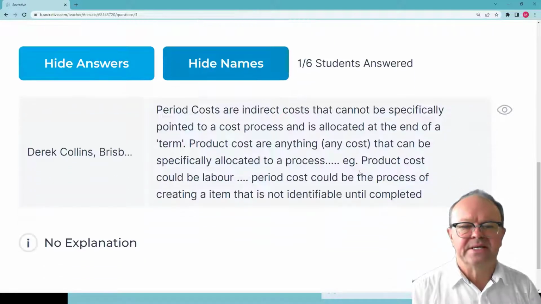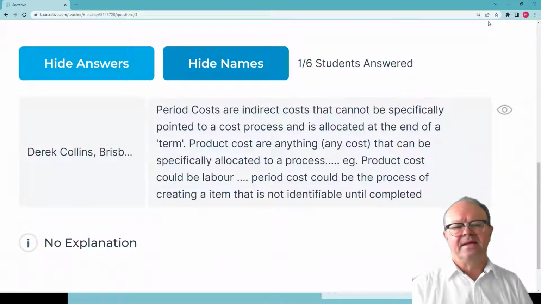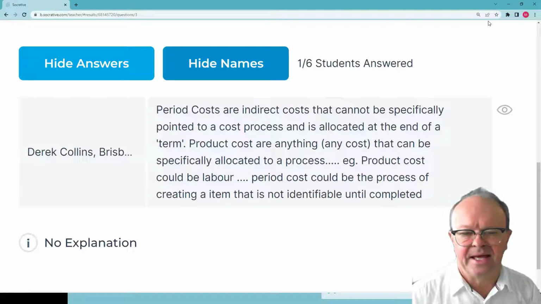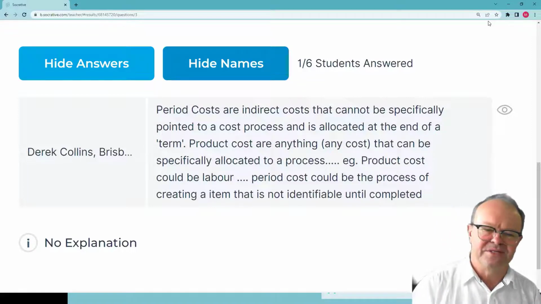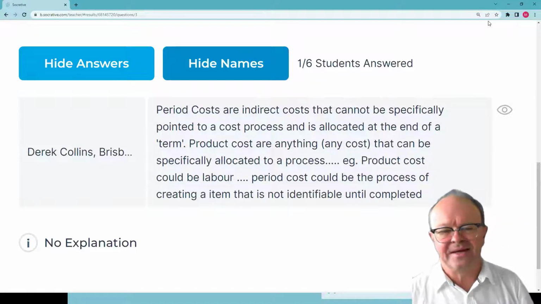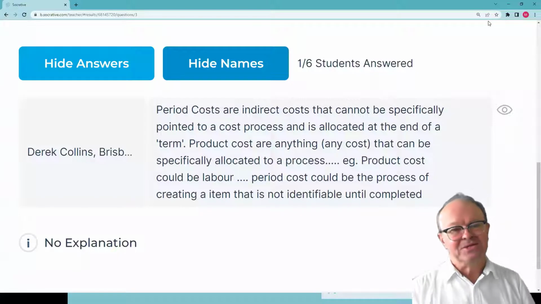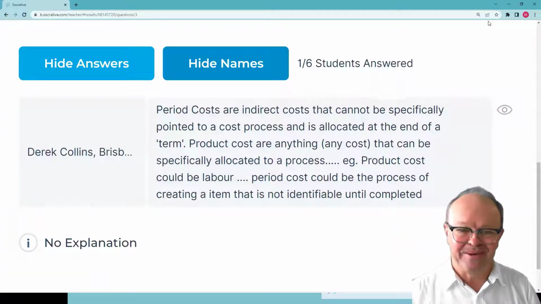So Derek says period costs are indirect costs that cannot be specifically pointed to a cost process and is allocated at the end of a term. Product costs are any cost that can be specifically allocated to a process, e.g. product costs could be labour, period costs could be the process of creating an item that is not identifiable until completed. Sort of sounds, Derek, like you Googled it or something.